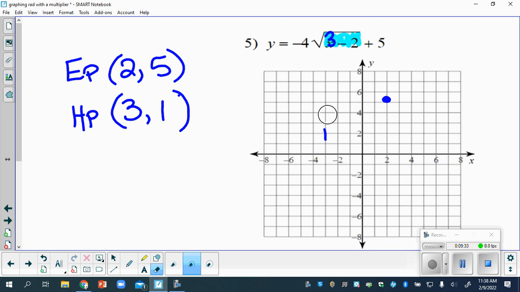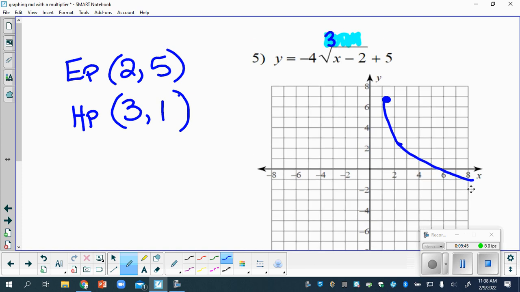Okay, let's go ahead and graph this guy. We start at 2, 5, and then we're going to go to 3, 1. Look at him. He goes like this. Phew, he's really cool.